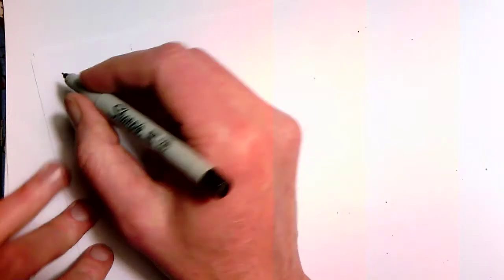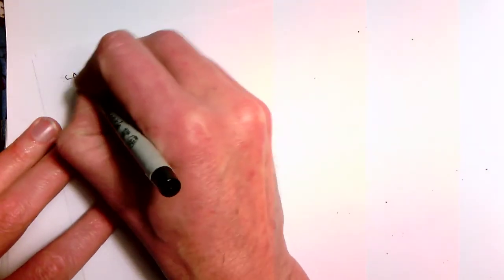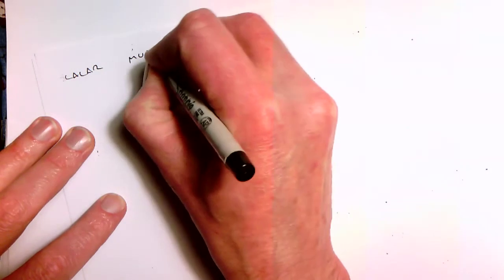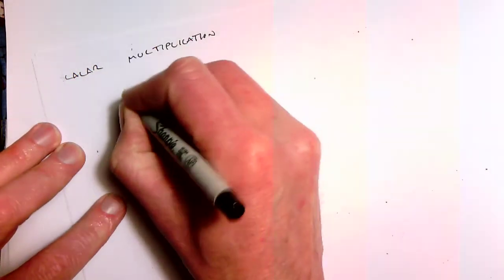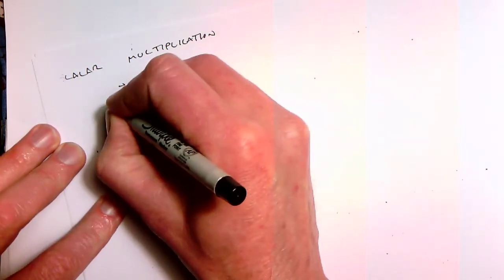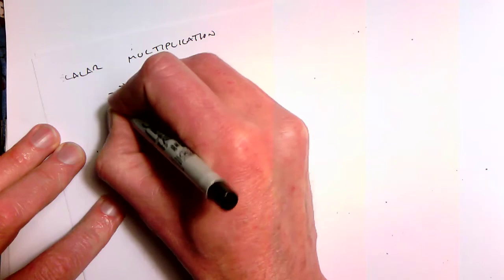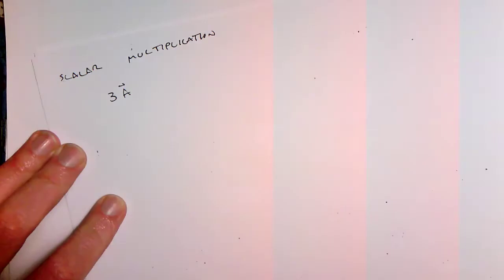Okay, so we've talked about adding vectors. Let's talk now about multiplying vectors. And for this clip, we're going to talk about the simplest type of multiplication of vectors, which is simply scalar multiplication of vectors, which means taking a vector and multiplying it by some scalar. So let's say 3 times a.